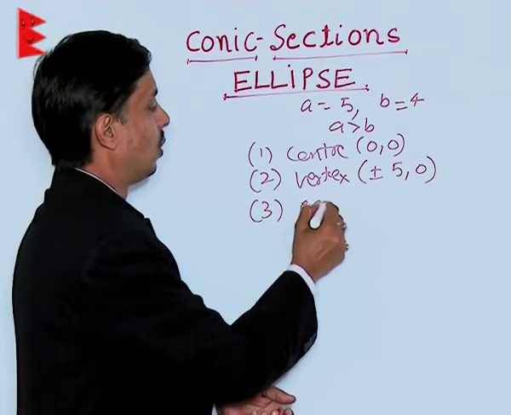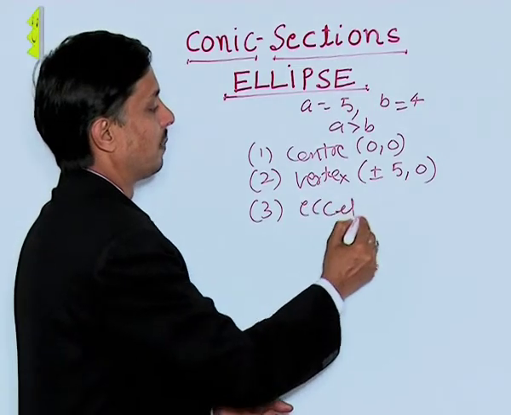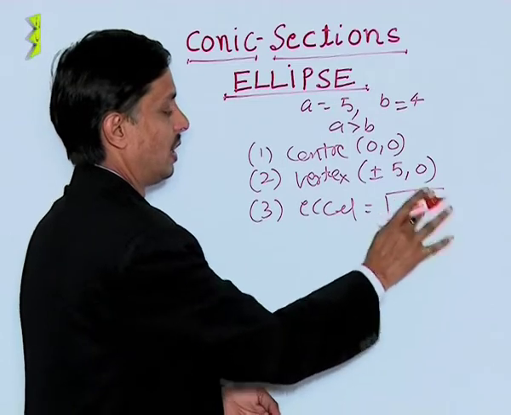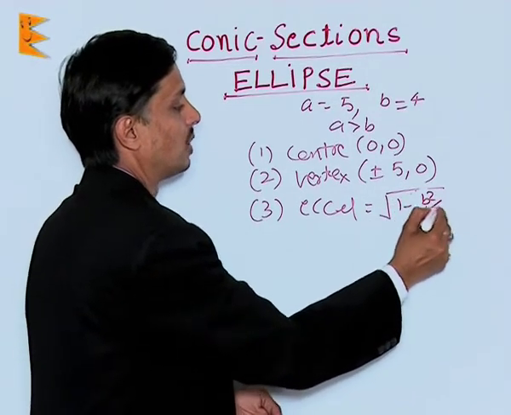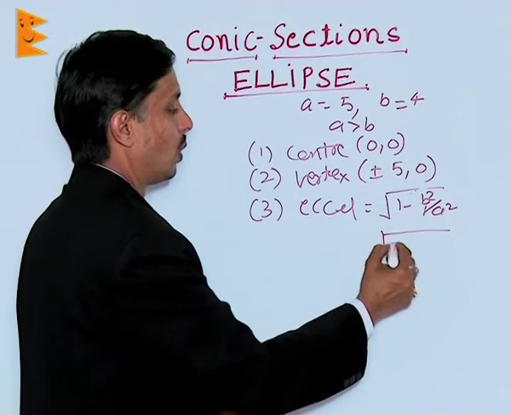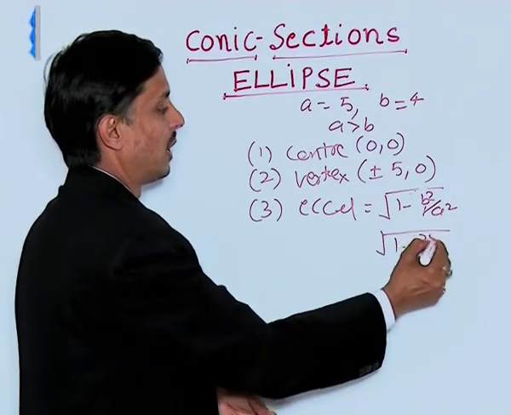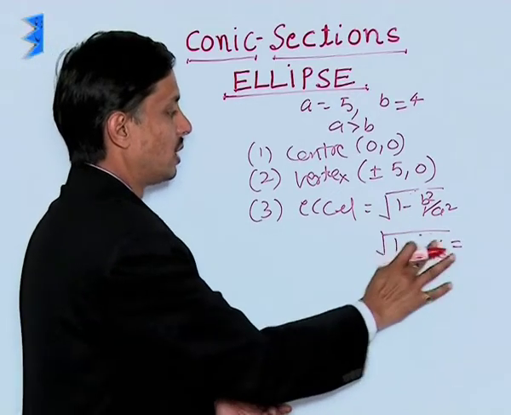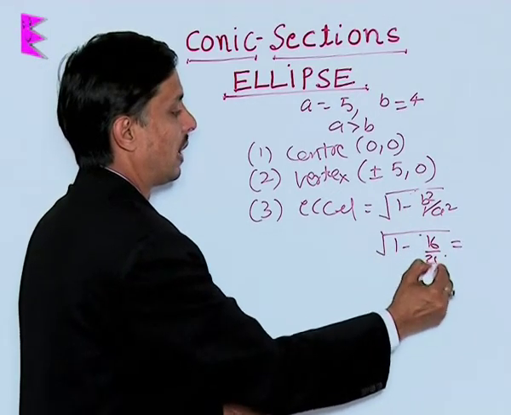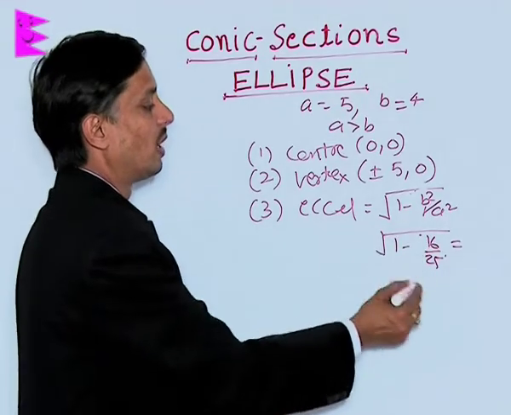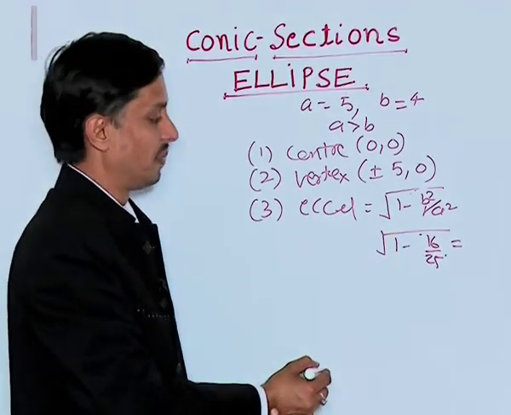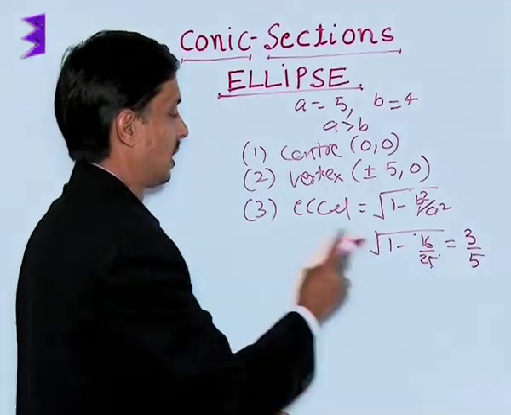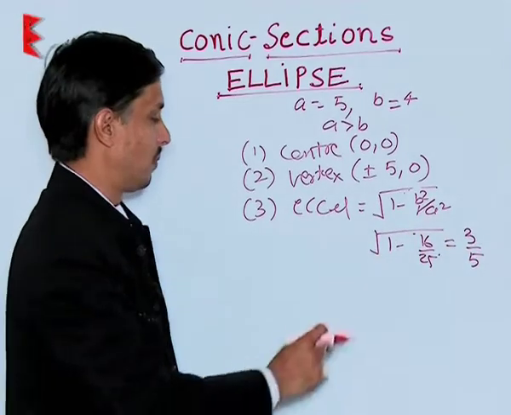Then I tell you how to get its eccentricity. The formula is root of 1 minus b square upon a square. It is 1 minus b square upon a square, which comes out as 1 minus 16 upon 25, since b square is 16 and a square is 25. On subtracting, we get 9 by 25, square root of which gives us 3 by 5. The eccentricity of this ellipse is 3 by 5.